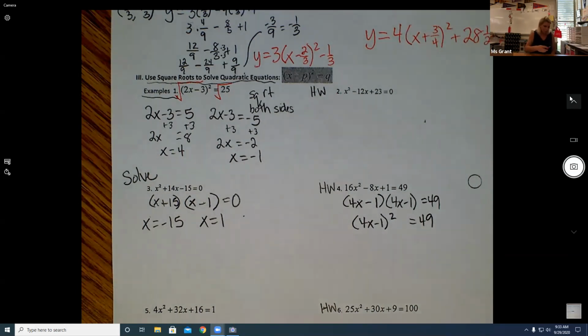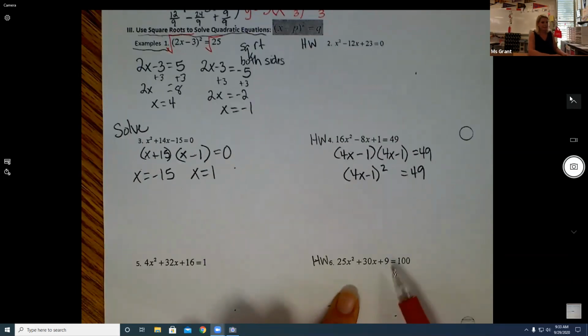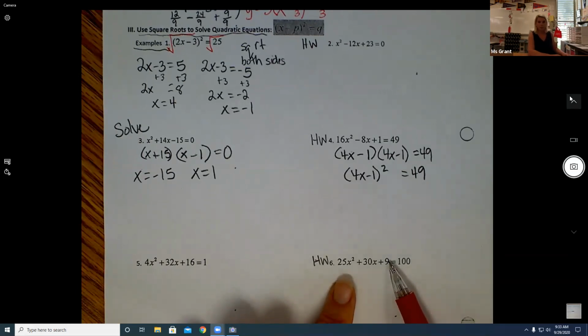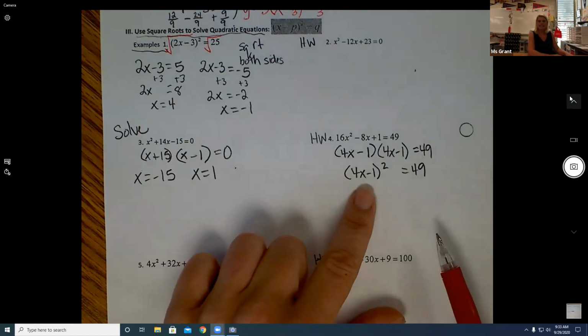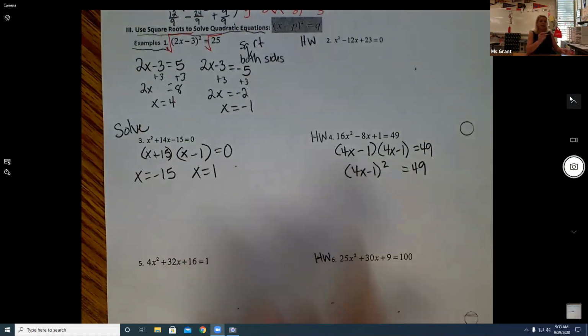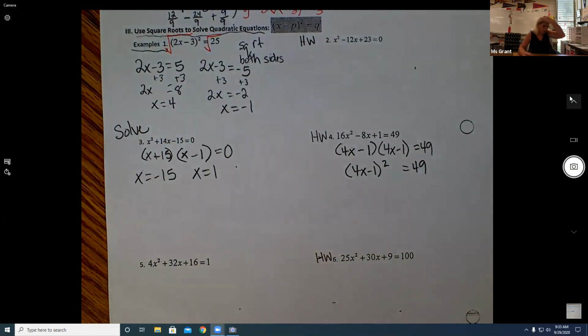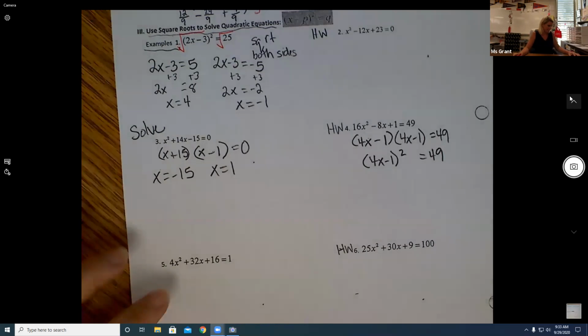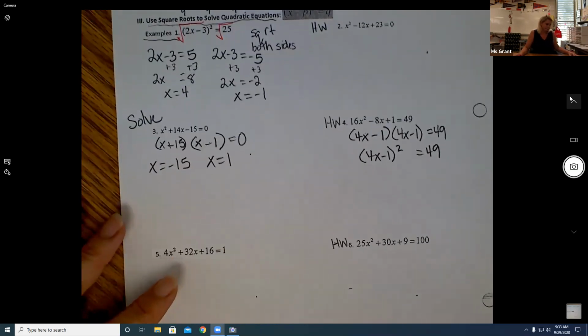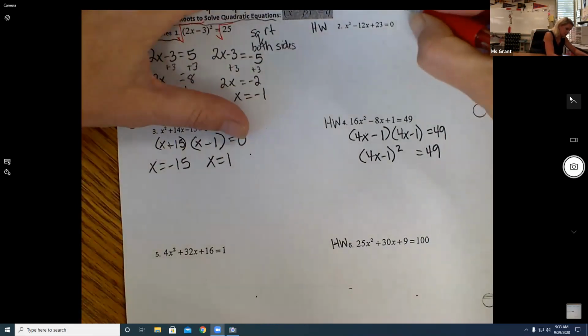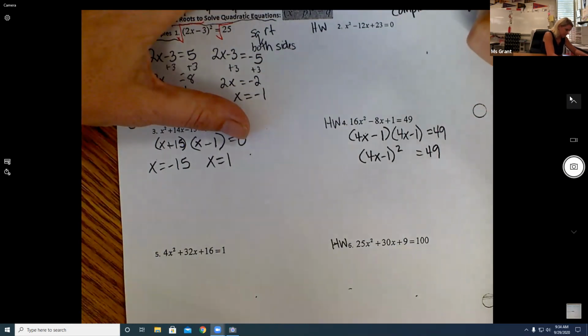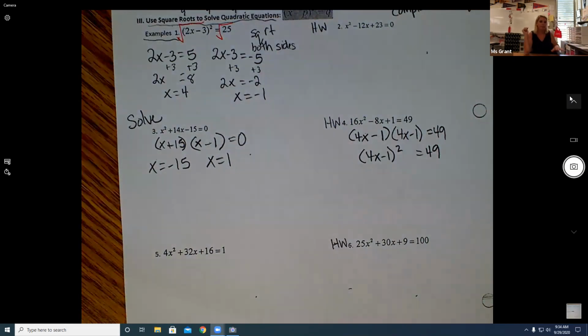The same thing happens with number 6. Make it a perfect square trinomial. Something in parentheses, the exact same numbers in both parentheses equals 100, and then you square root both sides. So make sure on 4 and 6 you're paying attention to that. It doesn't work as well with the 23 for number 2, so you're going to have to do completing the square for number 2 for homework.